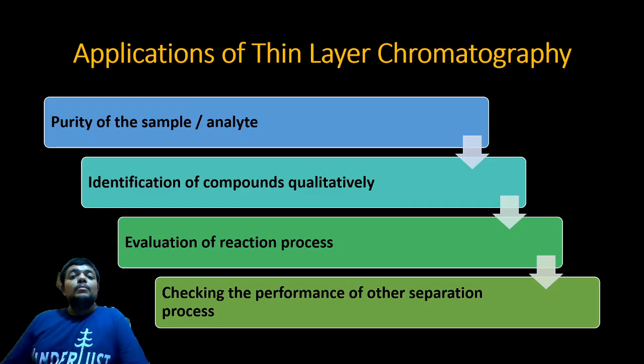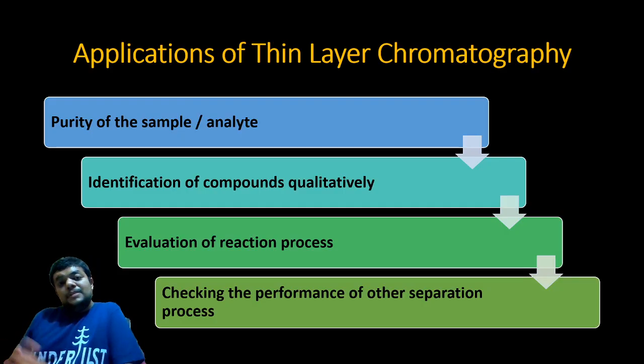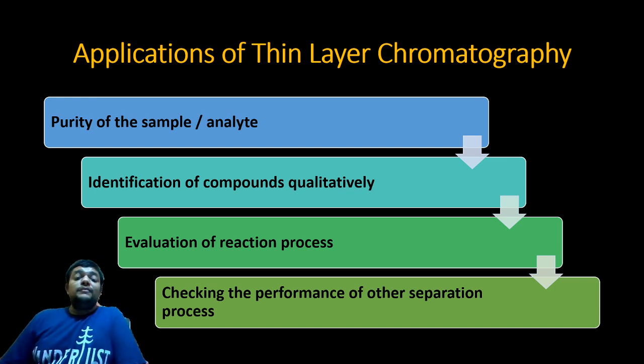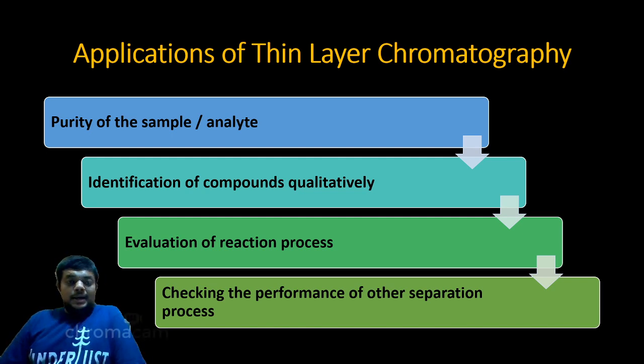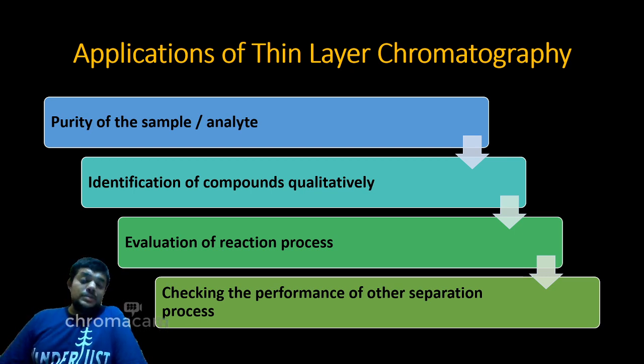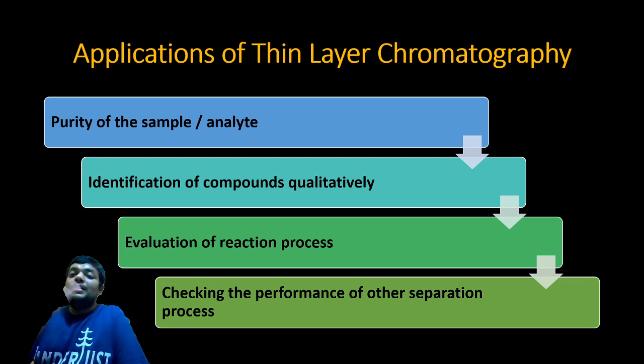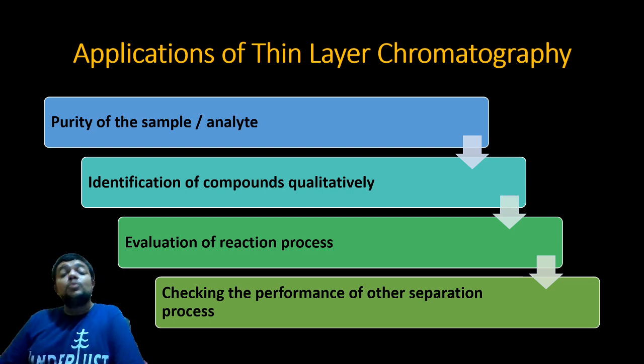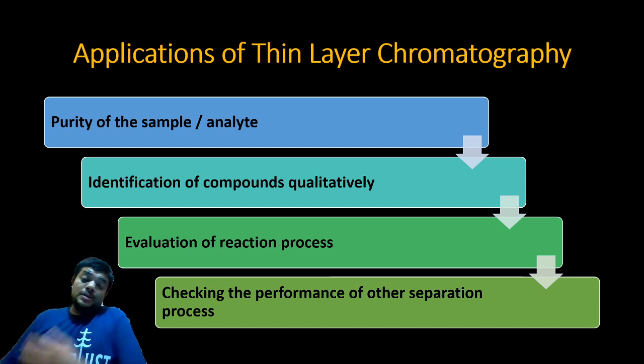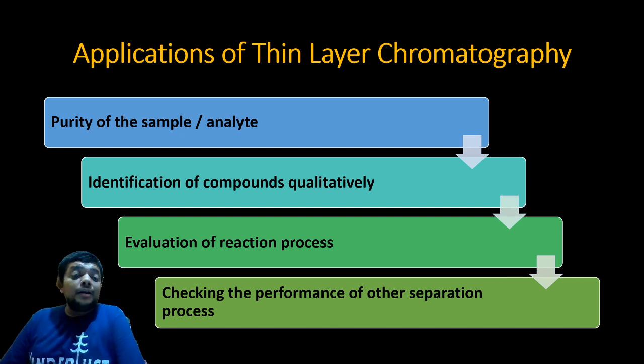When we move further, we will start with paper chromatography. And before that, we will end with this slide, and that is application of TLC. It is used for the purity of the sample or analyte testing. You can check the purity of the sample. Just now we said that if impurity is present, you will get two spots, one of the pure sample and one spot for the impurity. Identification of the compound qualitatively, whether your compound is polar, mid-polar, non-polar.